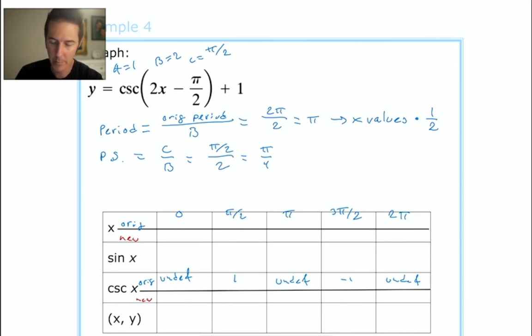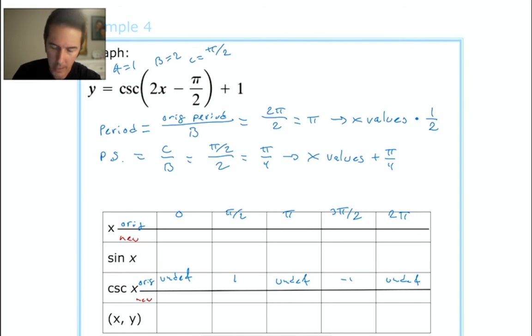How do we make that happen? We take our x values and we add pi/4 to them. We're going to multiply them by the 1/2 first. Then we're going to add the pi/4. And we need to do it in that order.